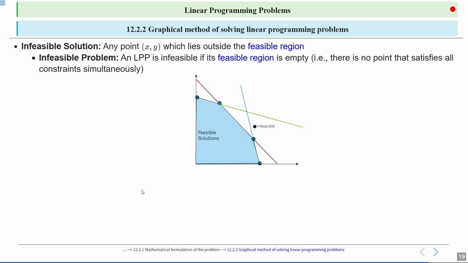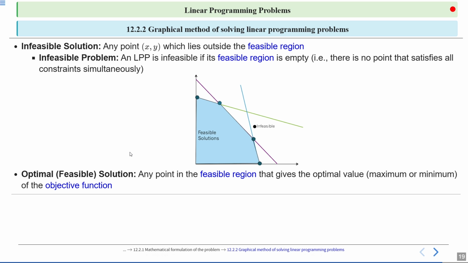Okay, and in this figure it shows this area. Okay, this area is called the infeasible region. Okay, and this side region is basically the feasible region. Okay, and here the point x comma y that lies in this feasible region is called a feasible solution. Now we discuss the optimal solution. Okay, so an optimal solution is also a feasible solution. It is any point in the feasible region that gives the optimal value, either maximum or minimum, of the objective function z.